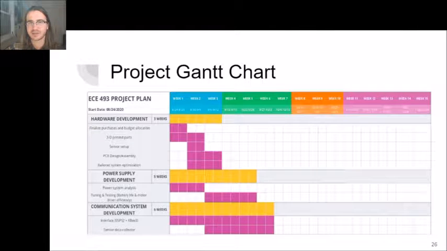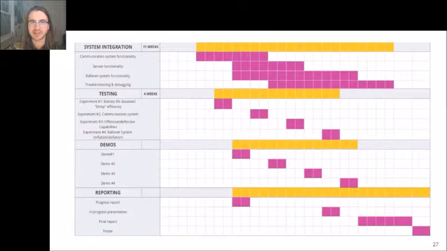By about week 8, about halfway through the semester, that yields a finished blimp. By then, we'll be partway through testing. As we can see on the next slide, we'll be partway through testing and demonstrating and finishing system integration and well on our way to reporting.